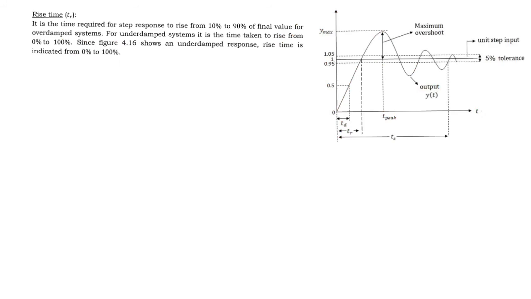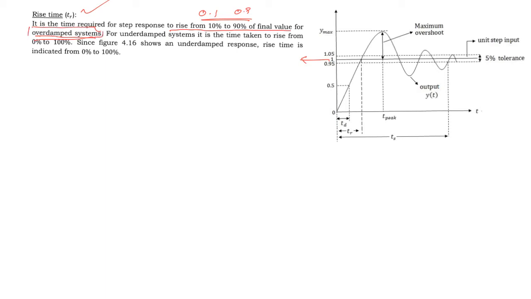Next we will discuss the rise time. The rise time for an overdamped system is defined as the time required for the step response to rise from 10% to 90% of the final value. What is the final value? It is 1 in our case because we've taken a unit step input. So 10% to 90% implies that the value goes from 0.1 to 0.9, and this is defined as the rise time for an overdamped system.